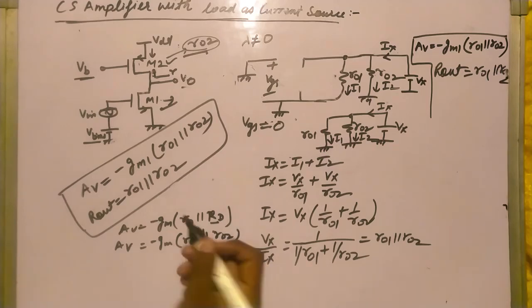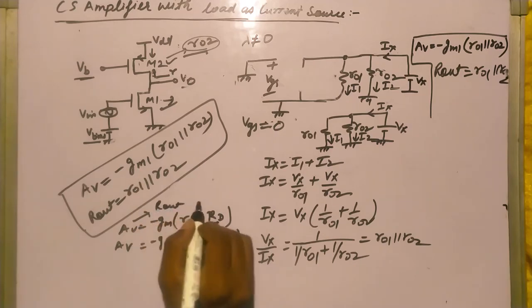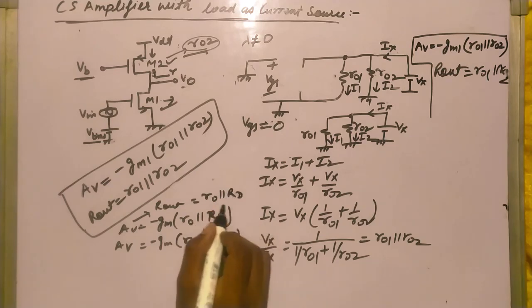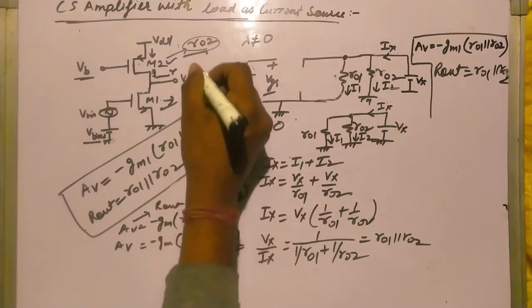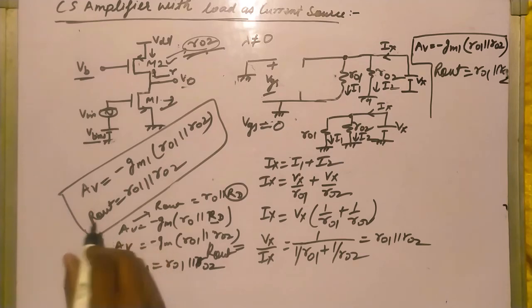And for the resistive load, R out was equal to R naught parallel RD, right? In this case, in place of RD, you are getting R naught 2. So simple, R out equals R naught 1 parallel R naught 2. So this is all about the common source amplifier with a current source load.